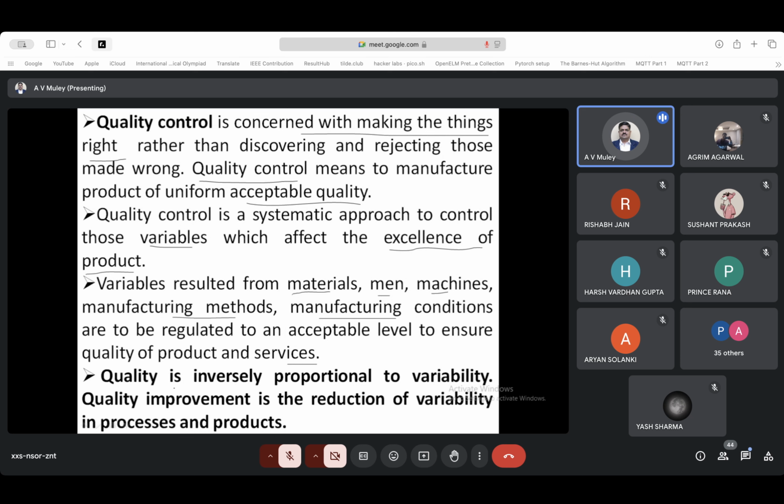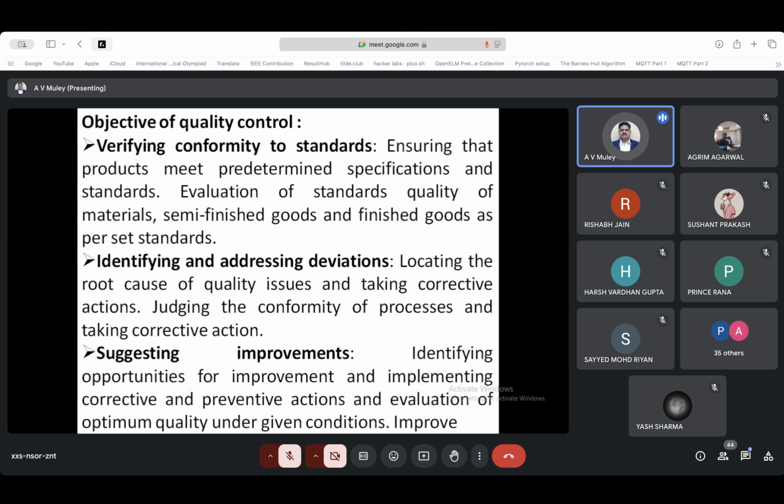So look, quality is inversely proportional to variability. So if you want to minimize the variation, you have to enhance the quality. Otherwise, what will happen? You will have more variability and less quality. So the term quality is inversely proportional to variability. Quality improvement is the reduction of variability in the process and the product. So this is the aspect of quality. Objective: what is the objective of quality control? Naturally, we want to enhance the quality and we want to minimize the variability. So look at the basic objectives of quality control, basically verifying conformity to standard.